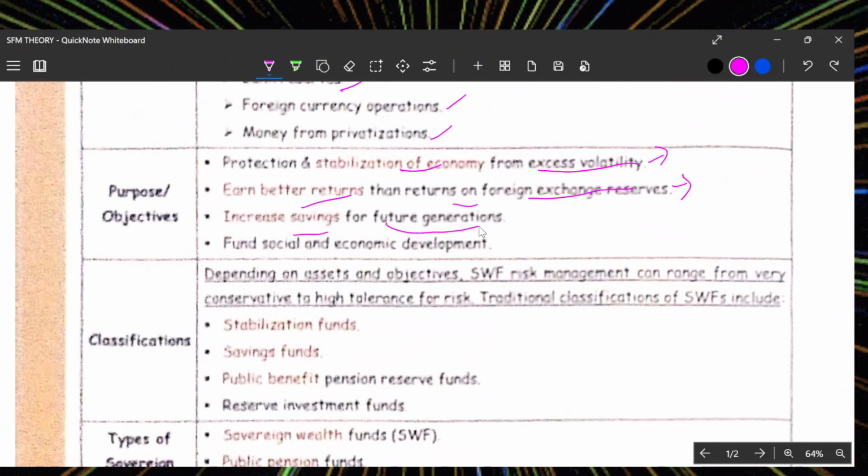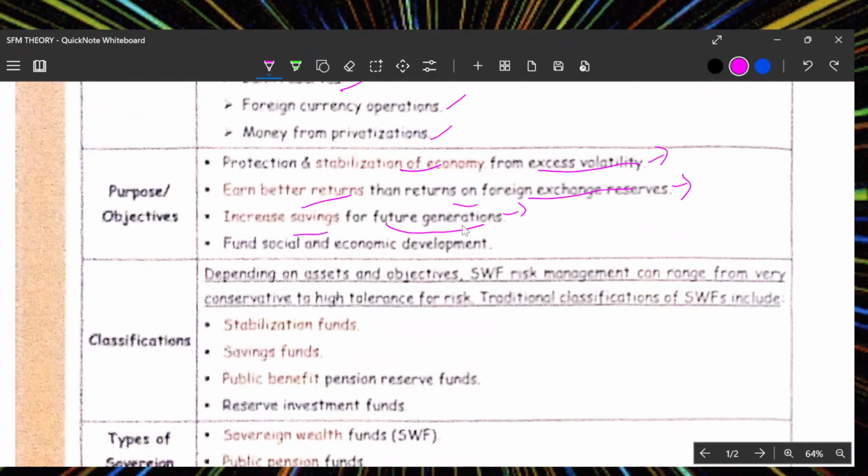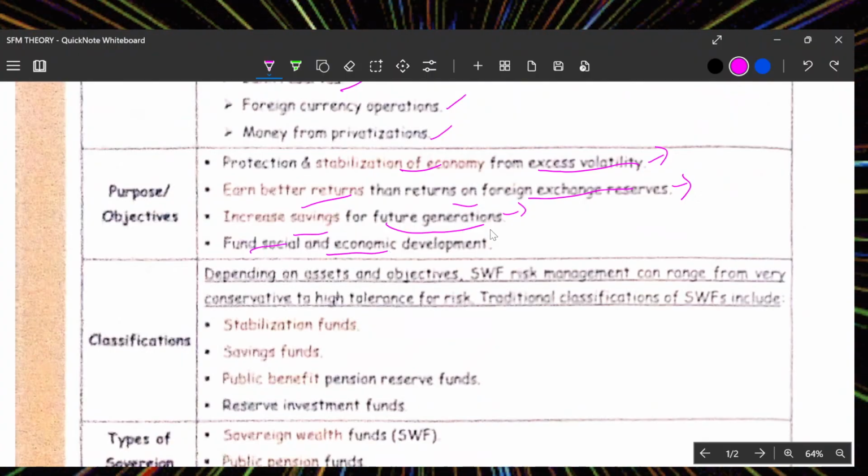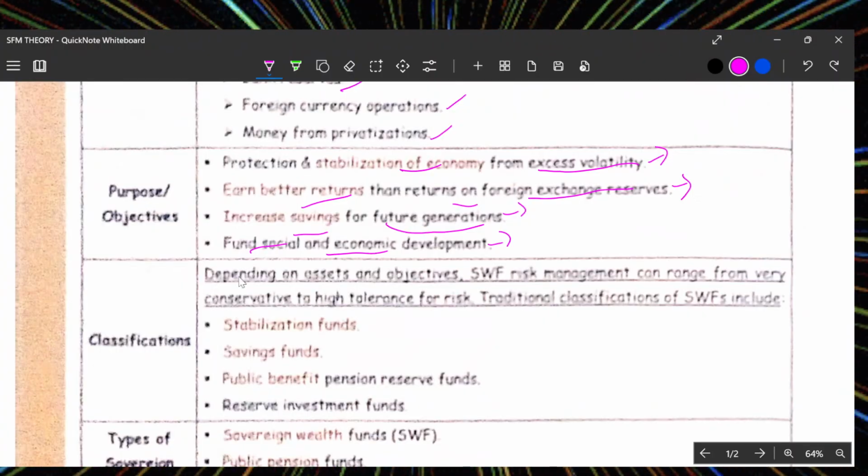Increase savings for future generations. So we should save more money for future generations. Fund social and economic development. To develop a country, we need to save funds. This is the purpose of it.